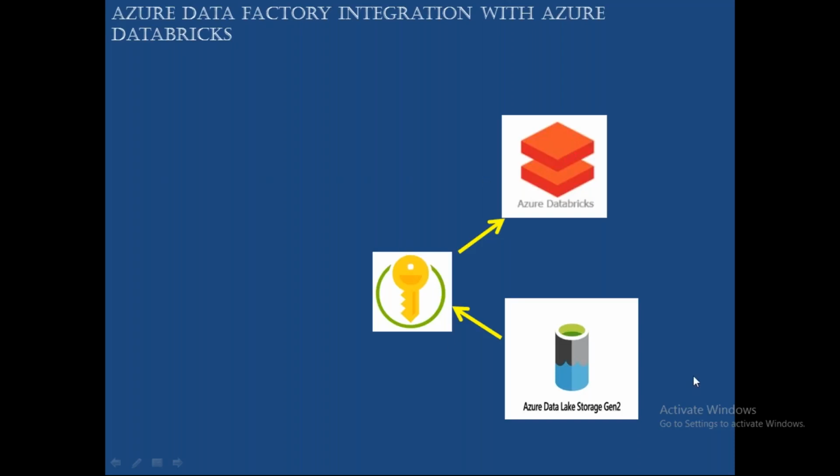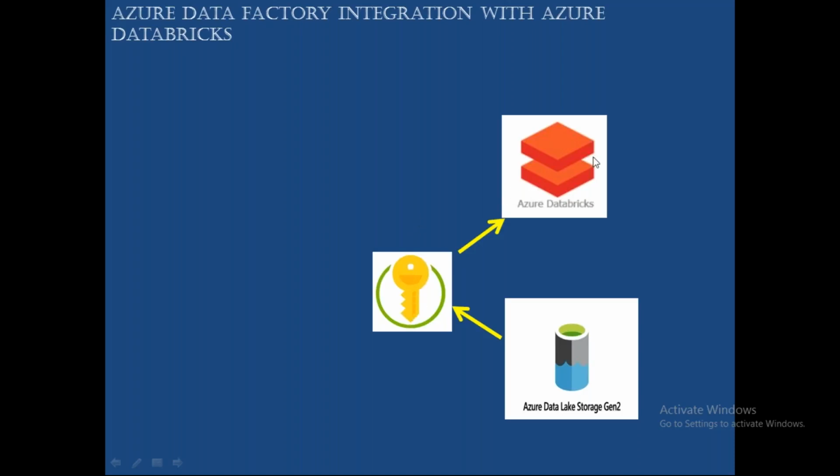Okay, this is step one. We have data in data lake storage Gen 2. To read that data, Databricks should connect to the data lake storage Gen 2. So whatever keys and secrets are required, I'm storing in a key vault instead of hard coding in my Databricks notebook.